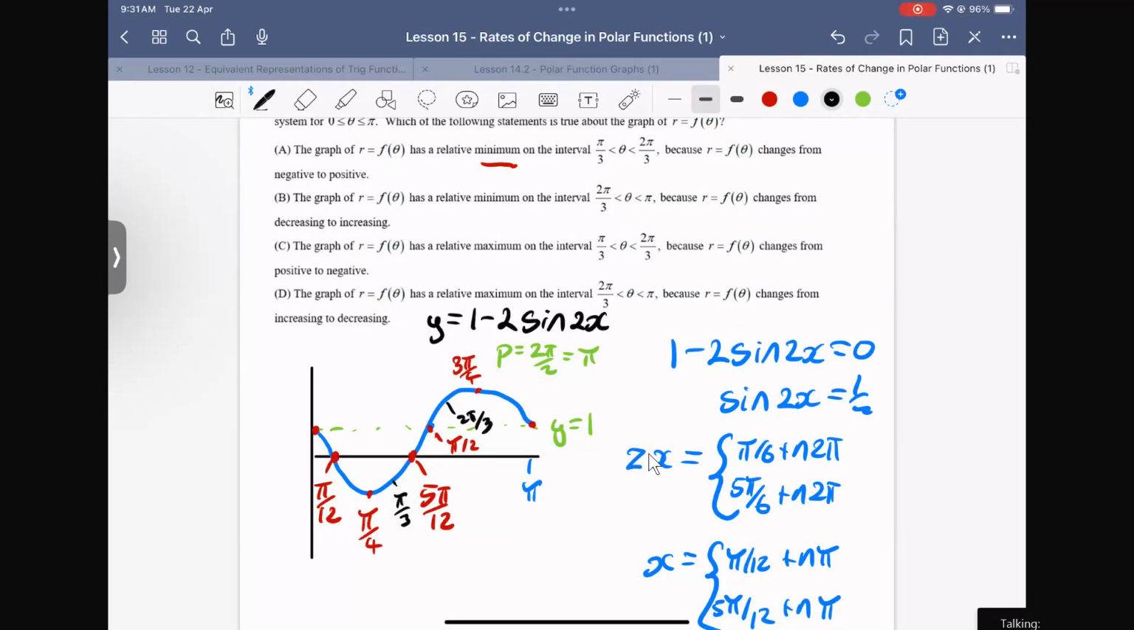So in this interval, we change from a decreasing curve to an increasing curve. This will give us a minimum. So this is correct. But the reason, because it changes from negative to positive.